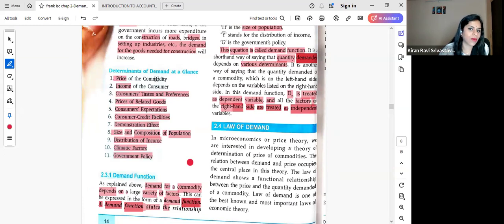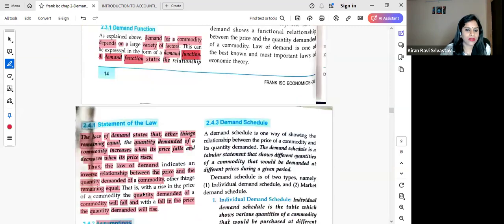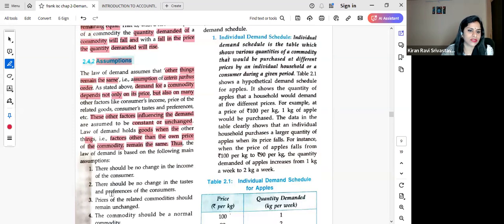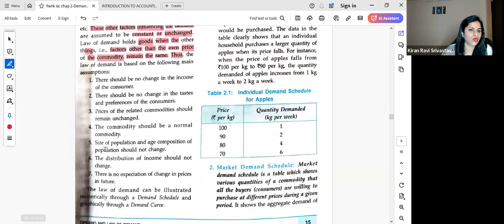So the price of the commodity here is the independent variable. When the other things, that is, factors other than its own price, remain the same, the law of demand is based on the following main assumptions. Just now I said all the points from 2 to 11. You will write it is constant, it is constant.